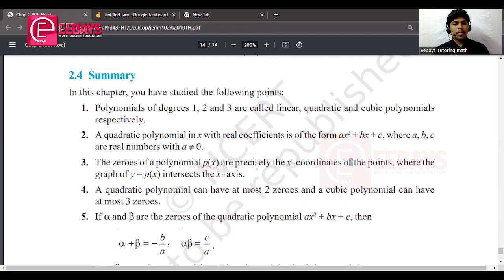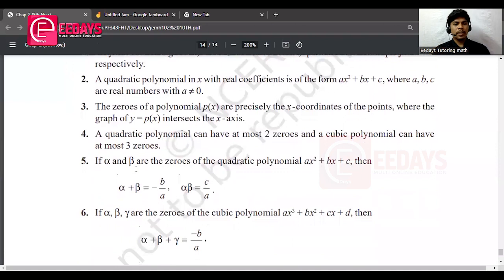Now, zeros of a polynomial. How to find the zeros of a polynomial? Observe the polynomial equation y is equal to p of x. It intersects the x axis, that is, it cuts the x axis. We take the x values where it cuts the x axis. Those are the zeros.